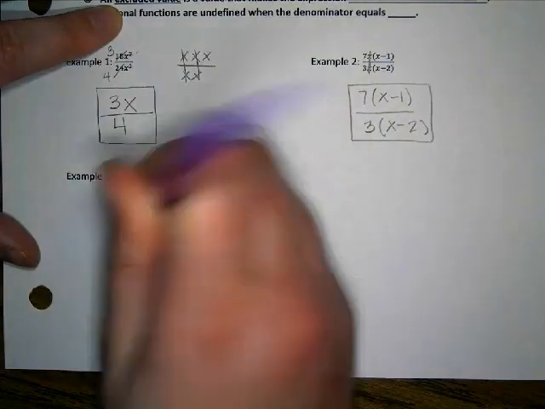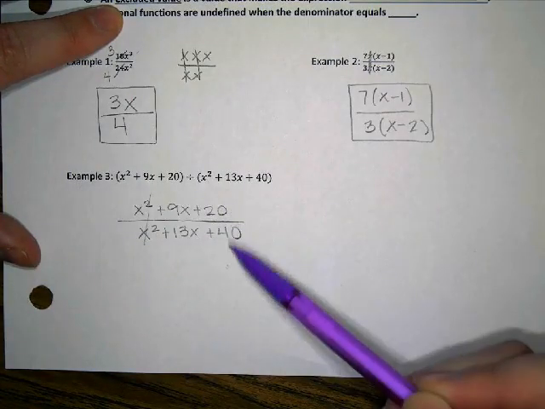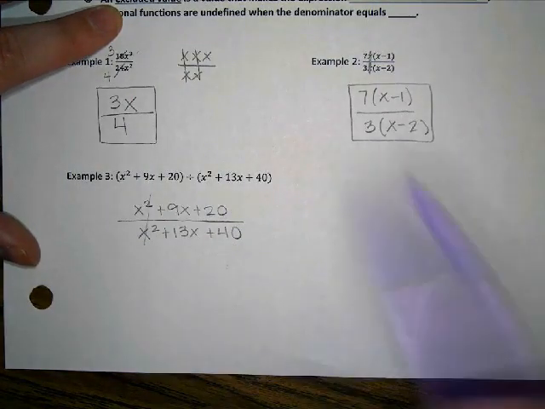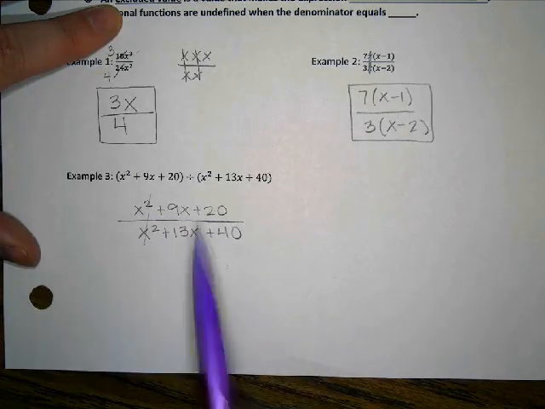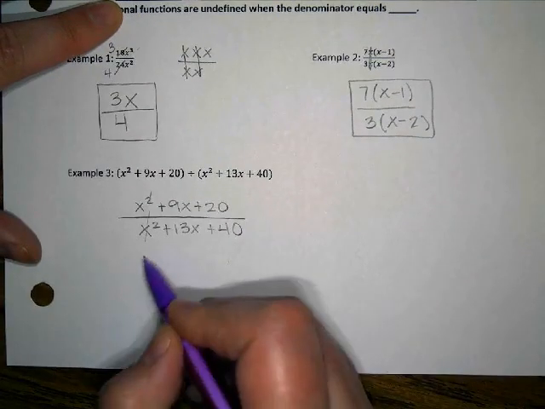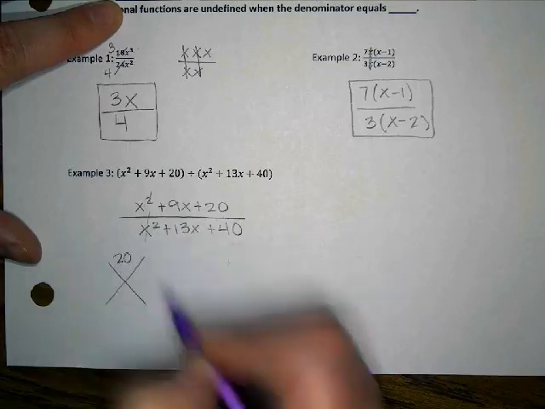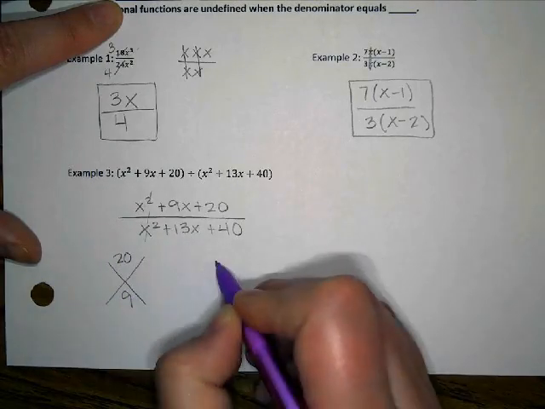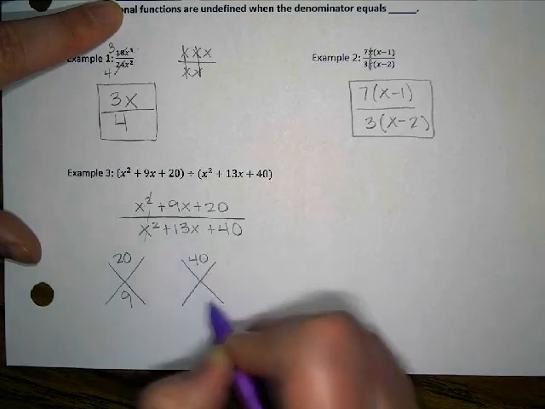So here we're going to walk through the steps. The first step we already did, we wrote it as numerator over denominator. Second step is good. It's written in the correct order, descending order. The next step is to factor. So these are just those regular trinomials. I'm going to look for what multiplies to 20 but adds to 9, and what multiplies to 40 but adds to 13.